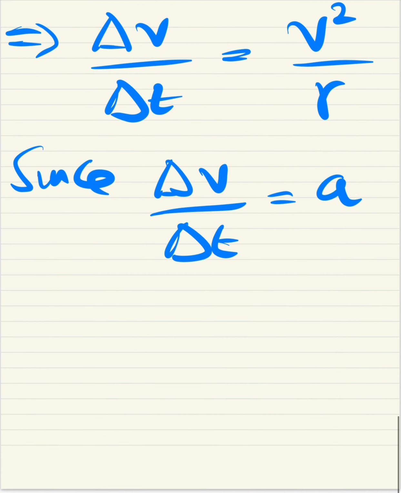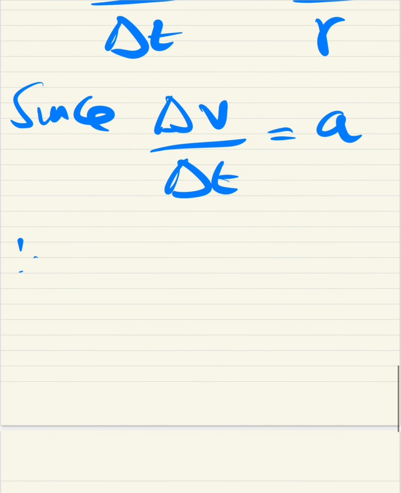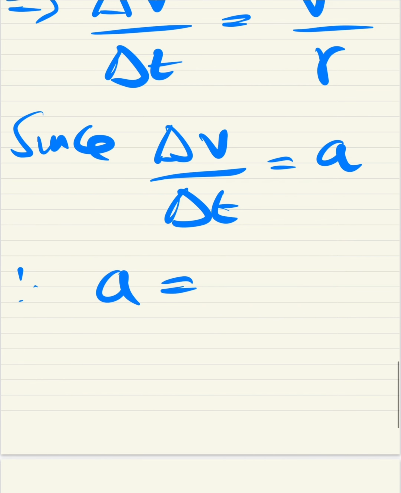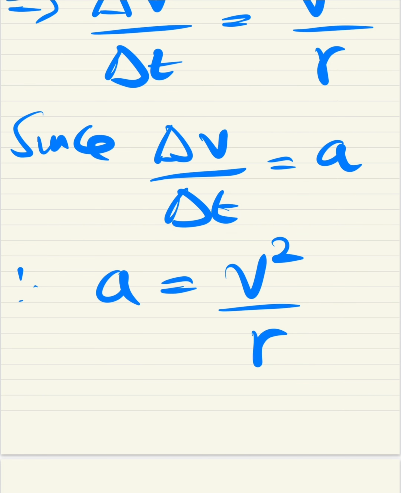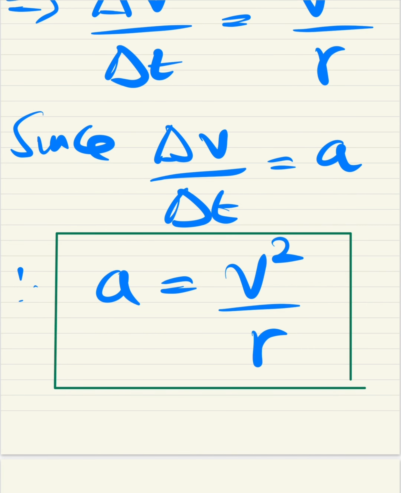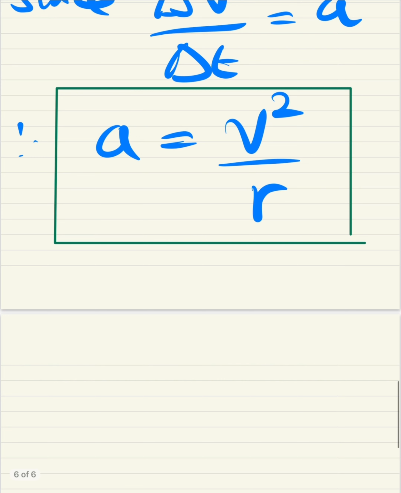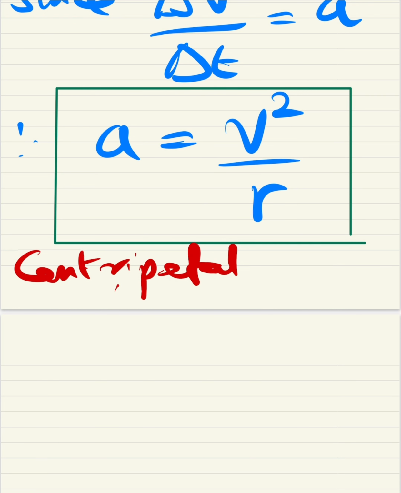So therefore, we can say that A is equal to V squared over R. Yeah, we can say that: A equals V squared over R. Yeah, so this is what we call the centripetal acceleration. You have to get the centripetal acceleration first.